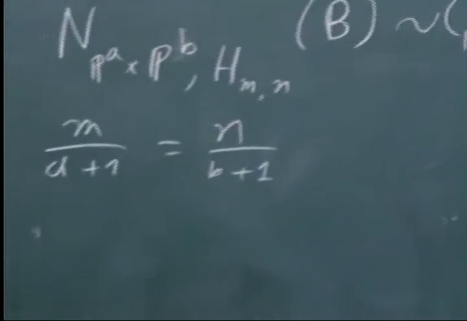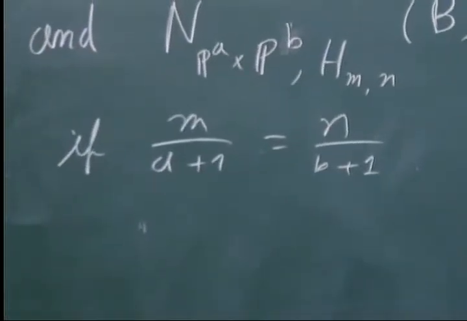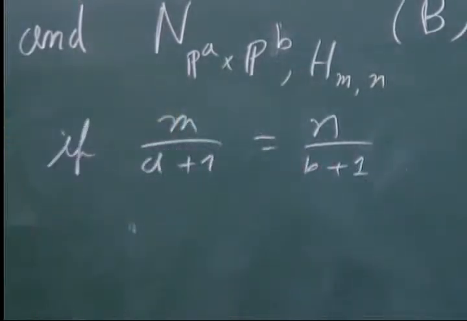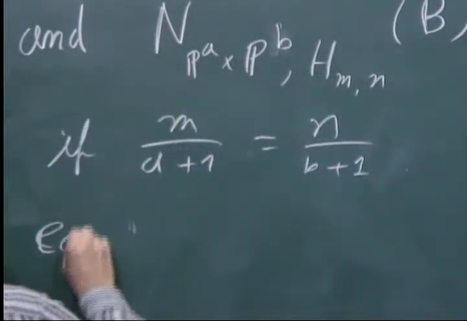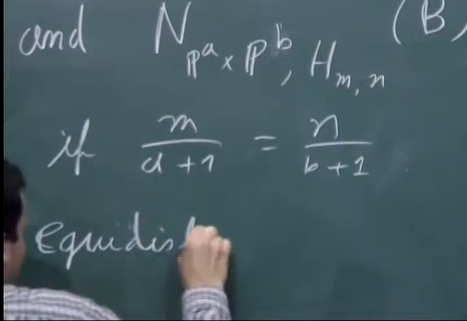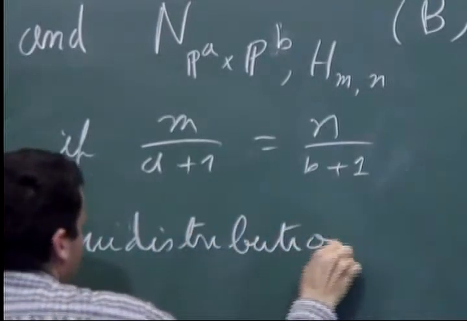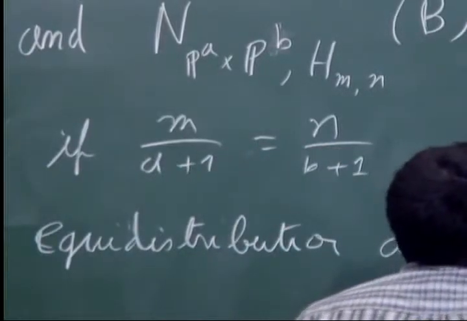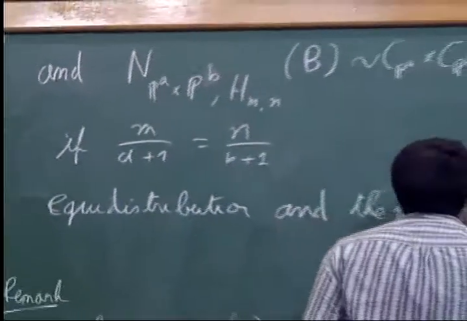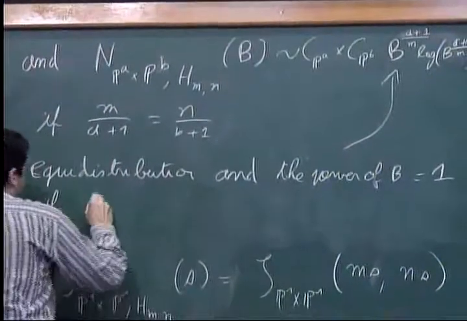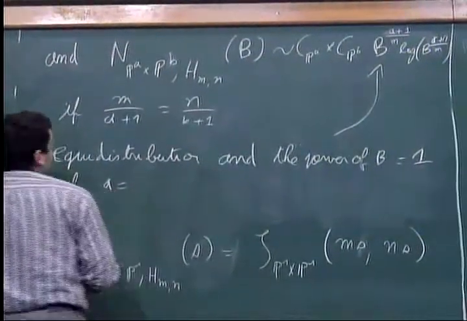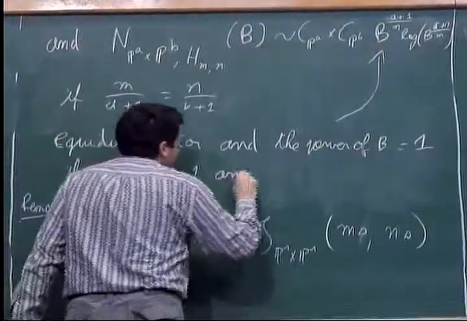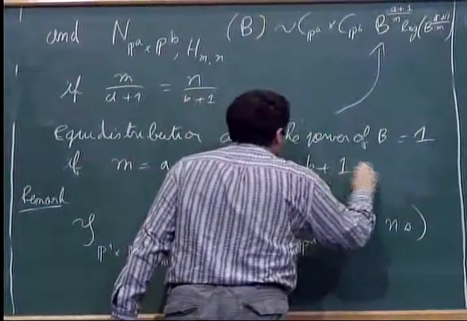Well, so in particular, you see that the power of B is equal to 1. So you have equidistribution and the power of B equals 1 if m is equal to a plus 1 and n is equal to b plus 1.